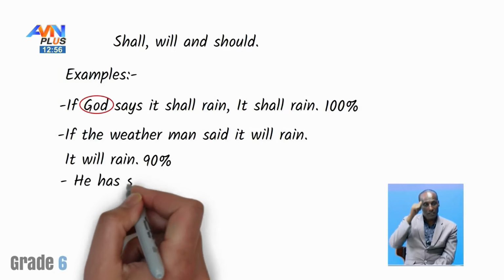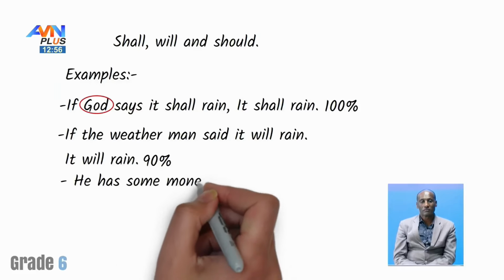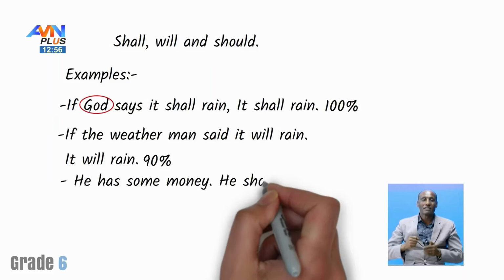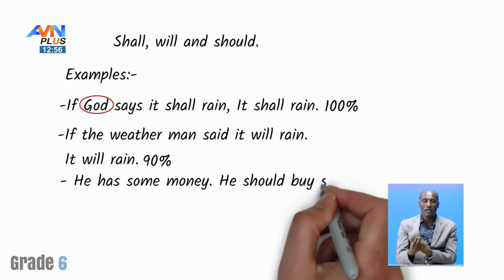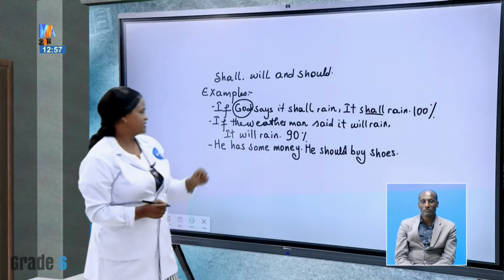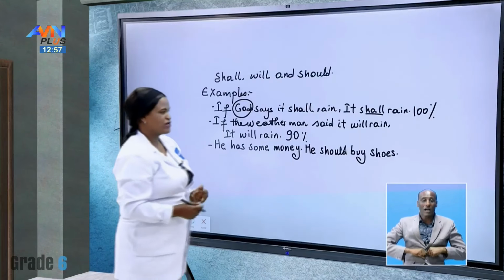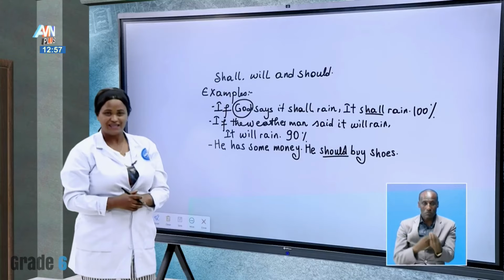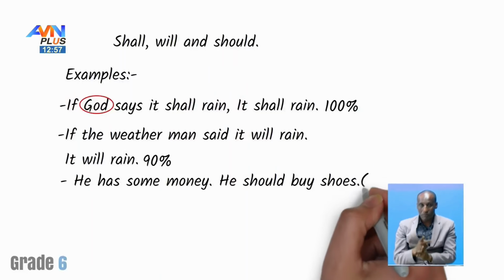Look, he has some money. He should buy shoes. Look at this. He has some money. I have some preconditions, and then what do I say? He should buy shoes. What is this? It is expectation. In this case, we are talking about expectation.